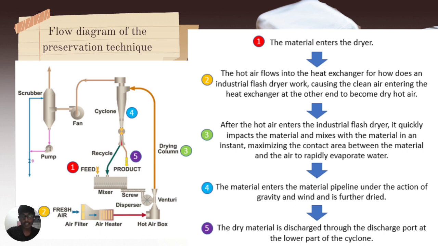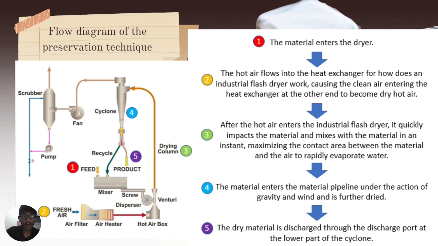How does an industrial flash dryer work? The clean air entering the heat exchanger at the other end becomes dry hot air. From number 2, number 3 is here, the drying column. After the hot air enters the industrial flash dryer, it quickly impacts the material and mixes with the material in an instant, maximizing the contact area between the material and the air to rapidly evaporate water. This is what happens at number 3.